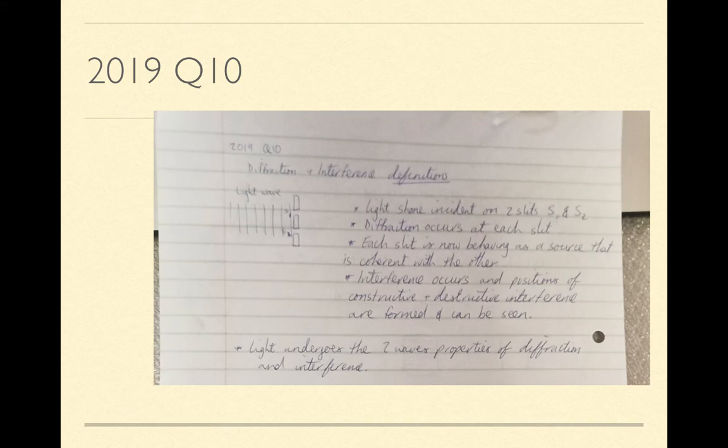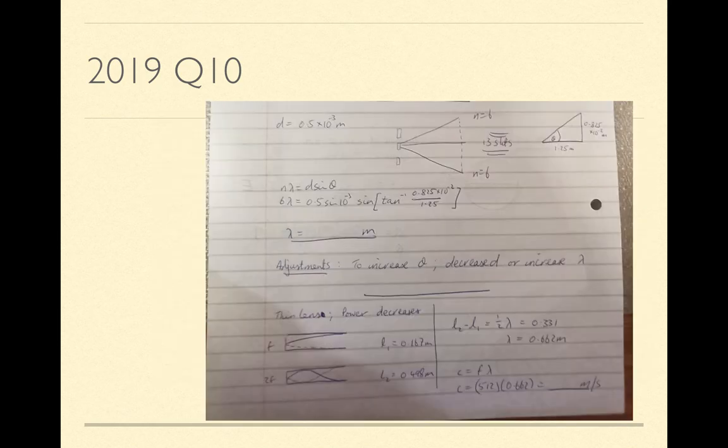So on the left hand side, I've got a light wave. I've just drawn the crests of the wave there, and there are two slits, S1 and S2. So the light hits the slits, and then diffraction occurs at both of the slits. Those slits have the same frequency, so they're coherent sources. And then on the right hand side of the slits, interference occurs, and you see positions of constructive and destructive interference, which are bright positions and dark positions respectively. That's the experiment outlined. And then it shows that light travels as a wave because light undergoes both diffraction and interference.